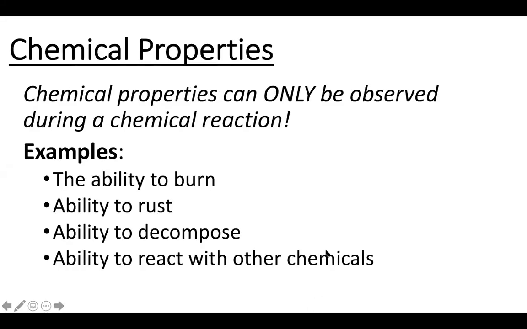All right, chemical property. A chemical property can only be observed during a chemical reaction. They are the ability to burn, the ability to rust, the ability to decompose, and the ability to react with other chemicals. So a chemical property basically means the ability to go through a chemical reaction, right? The ability to change through a chemical reaction.